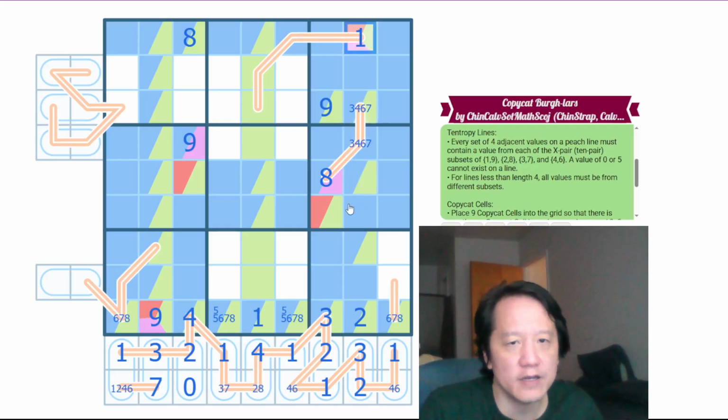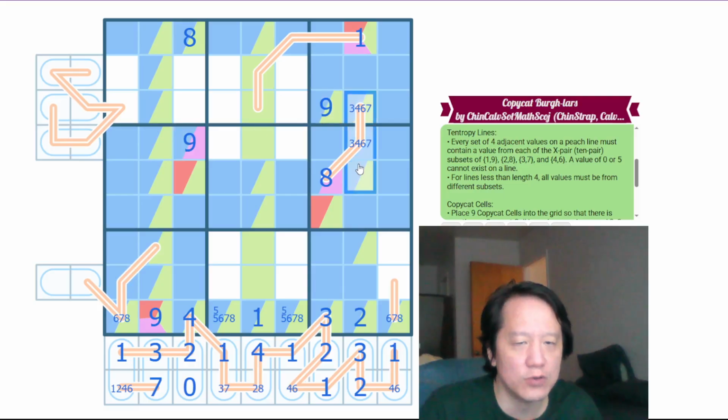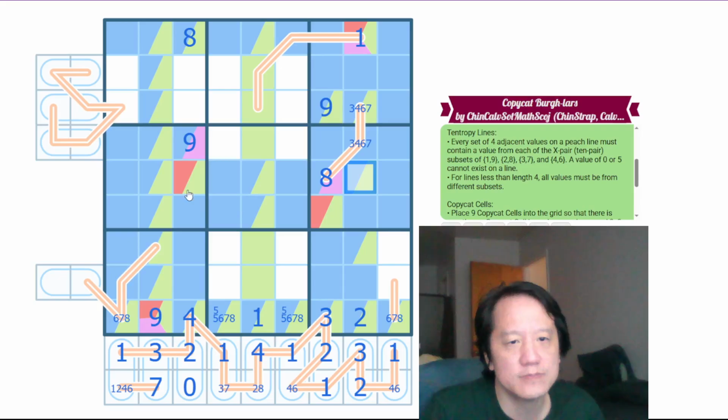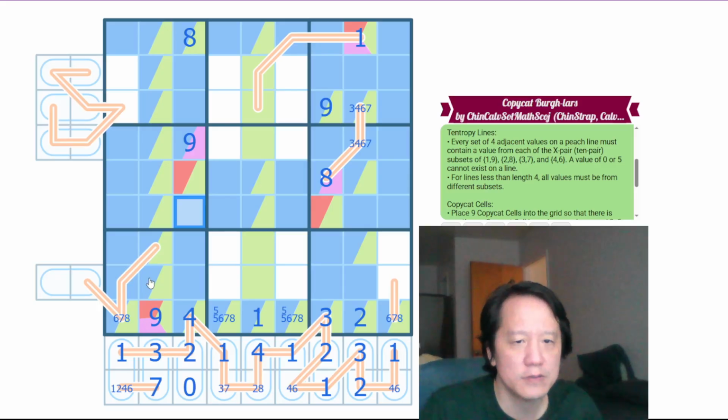So this is a 9 in value. These are 3, 4, 6, 7 because, first of all, they can't be 1 or 9 because of 1 in the column and 9's in the row. And they can't be 8 because of the tentropy line. So they have to be the set 3, 7, and 4, 6. This is copycat, so none of these can be copycat. One of these two must be copycat. Interesting.